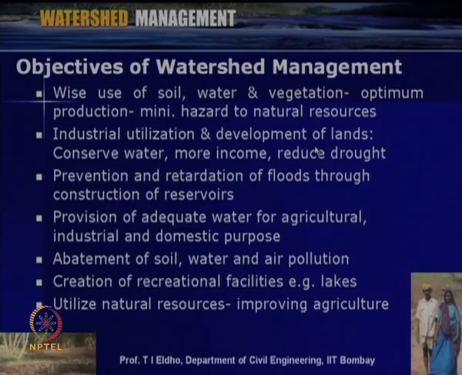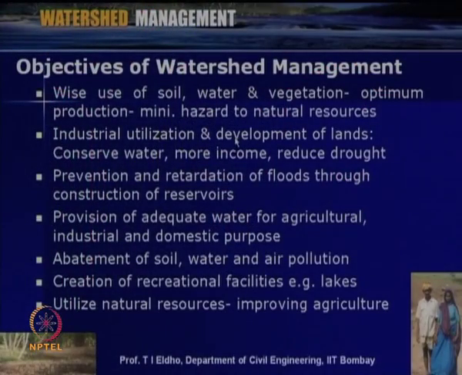So, as we can see, some of the problems concerning a watershed are the recurrence of droughts, and during the rainy season, the recurrence of floods. So, when we look into watershed management with a holistic approach, the various utilizations are concerned. If we are looking at industrial utilization, we have to develop the land in such a way that we get more income, and then within the watershed we have to conserve the water and reduce floods and droughts. And then the third objective can be the prevention and retardation of floods through construction of reservoirs.